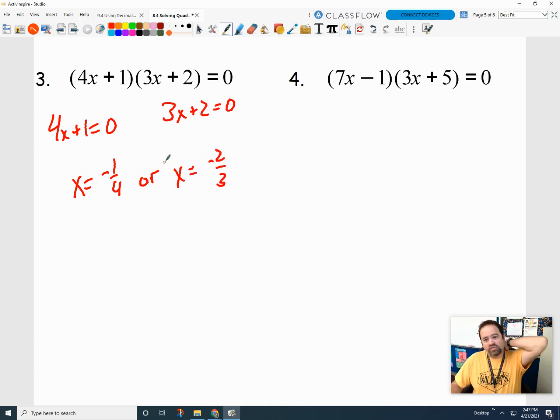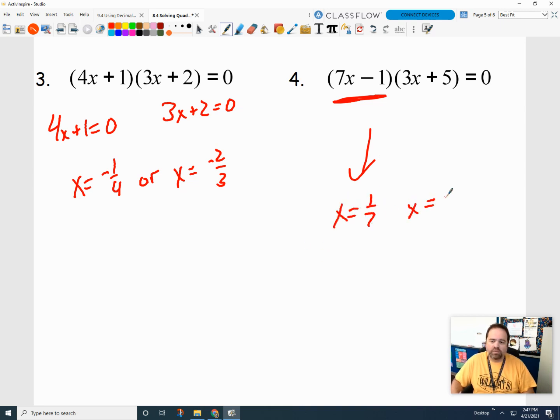You'll do enough of these over the next week or so that you'll be able to get to the point where it's factored like this and you can jump straight to the answer. I know that this guy is going to be +1/7 and this one is going to be -5/3. You might be able to tell just because of the numbers how this is working out. But if not, don't worry about it. You will get enough practice over the next week or so that it'll become second nature.